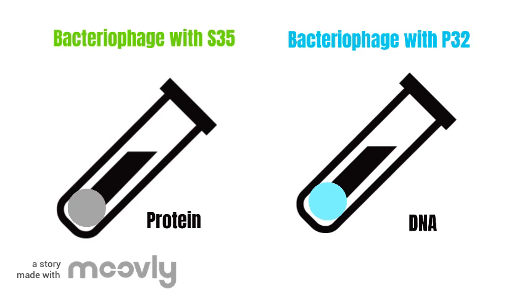If the pellet collects phosphorus, that means that the DNA made it into the bacteria, but if the sulfur is found in the pellet, it means that the protein made it into the bacteria. At the conclusion of the experiment, Hershey and Chase checked each pellet for the presence of radioactivity and found that the radioactive phosphorus was in the pellet. They were able to conclude that it was DNA that made it inside of the bacteria and not the protein.